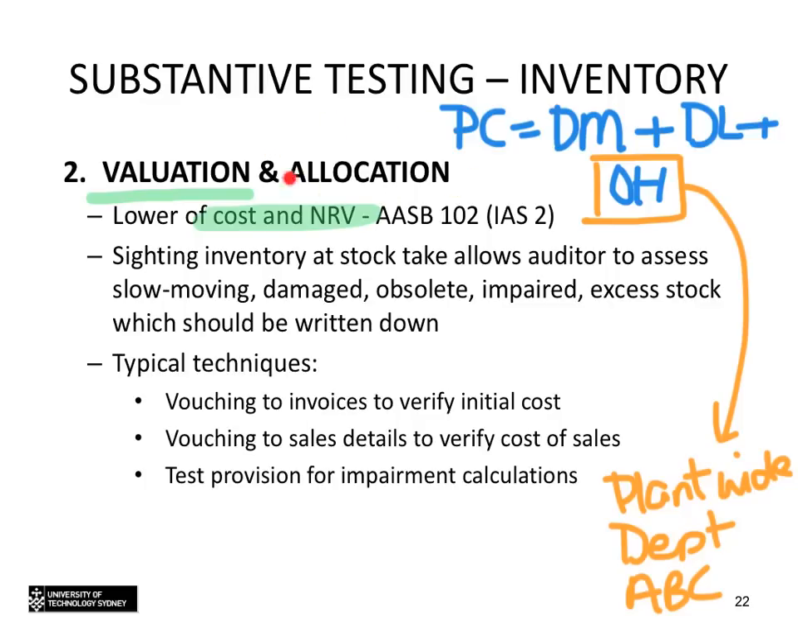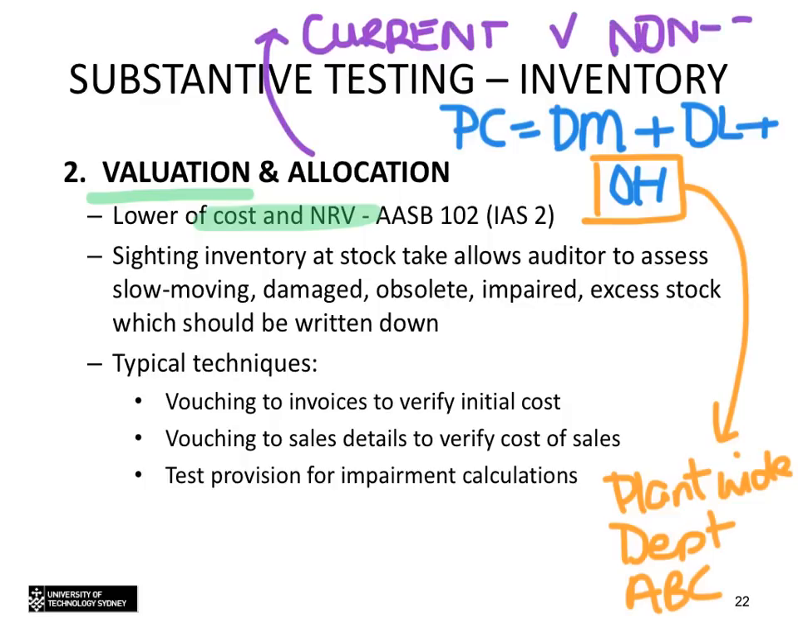Now, allocation typically implies whether we are thinking current or non-current. So what sort of industry might I be in to have non-current inventory?